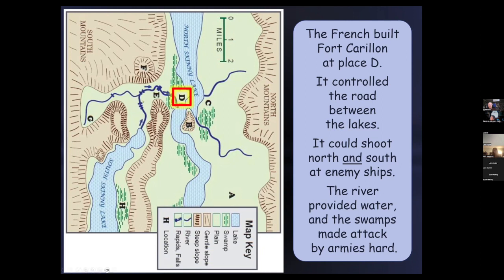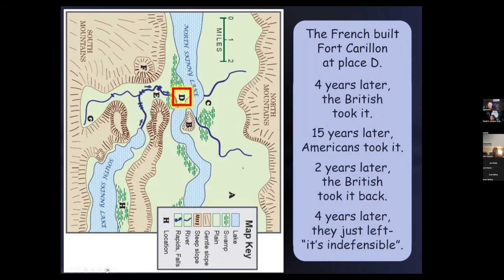Now, that river is not navigable. It does show 3 rapids and a waterfall on it. There's no way that they're ever going to take a boat along that river, but there was a road next to it. So that's a real fort. And it was built by the French.